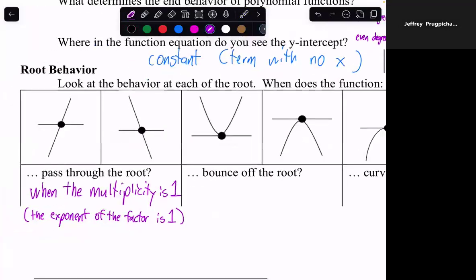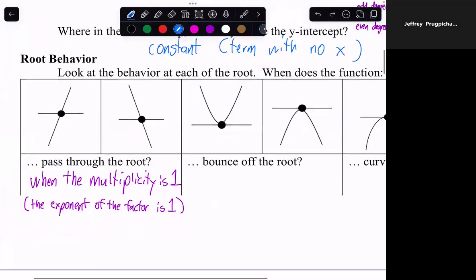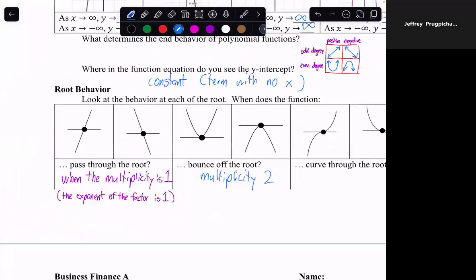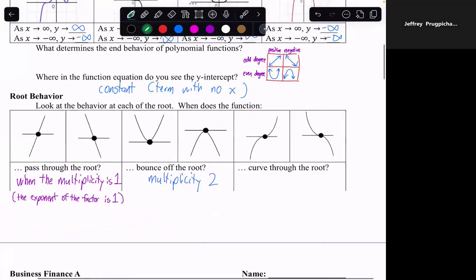Okay, and then it's going to be similar for the next two. So the graph bounces off the root when the multiplicity is 2. Okay, and then lastly, it curves through when it's multiplicity 3.